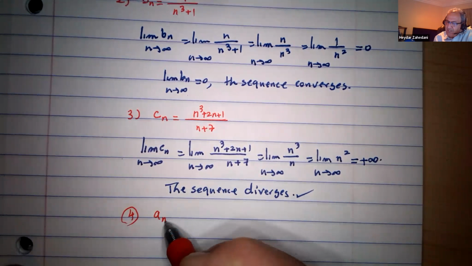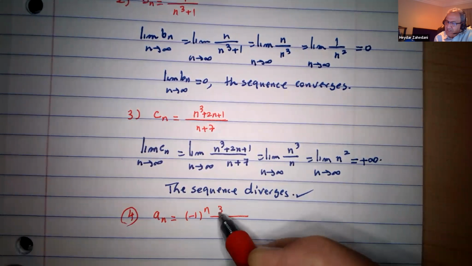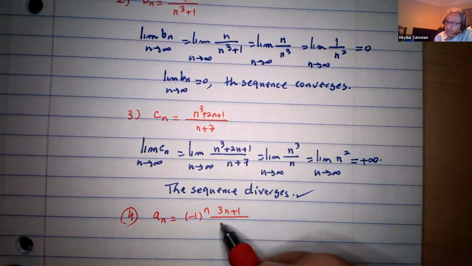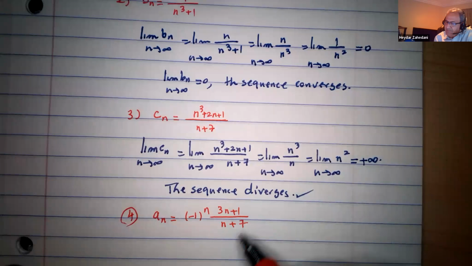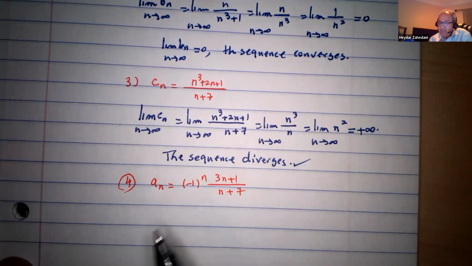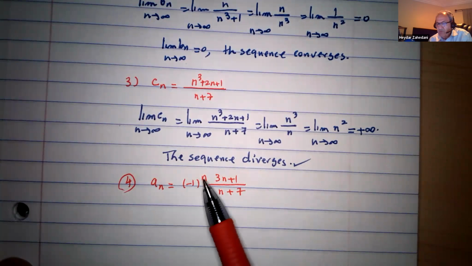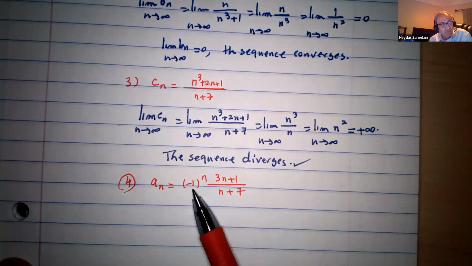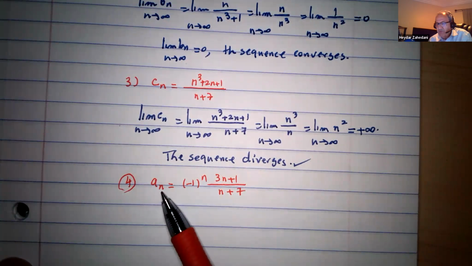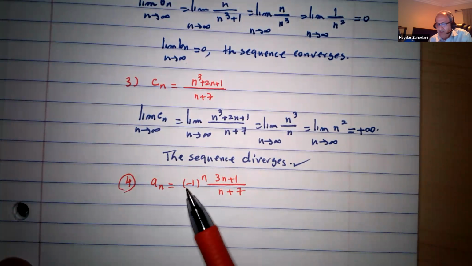Suppose the sequence a_n is equal to (-1)^n times (3n + 1) over (n + 7). You see, when we get this (-1)^n, when you write the terms of the sequence, if n is equal to 1, (-1)^1 would be -1. If n happens to be equal to 2, (-1)^2 would be +1.